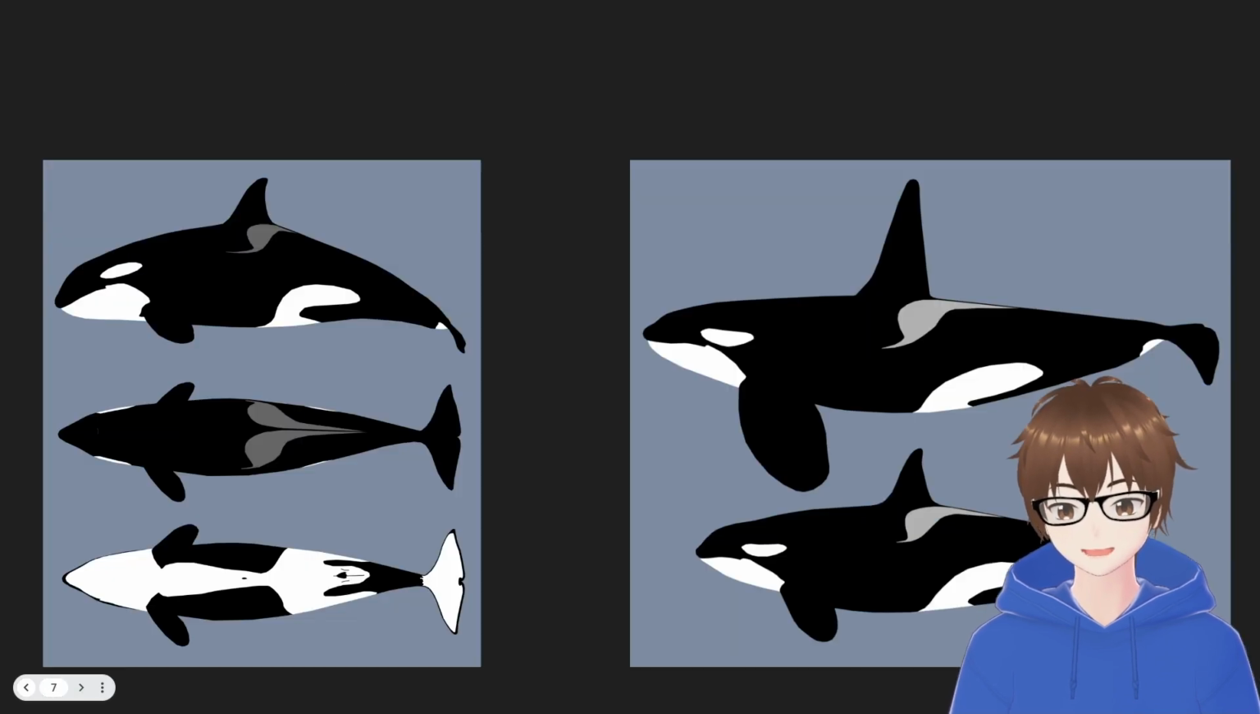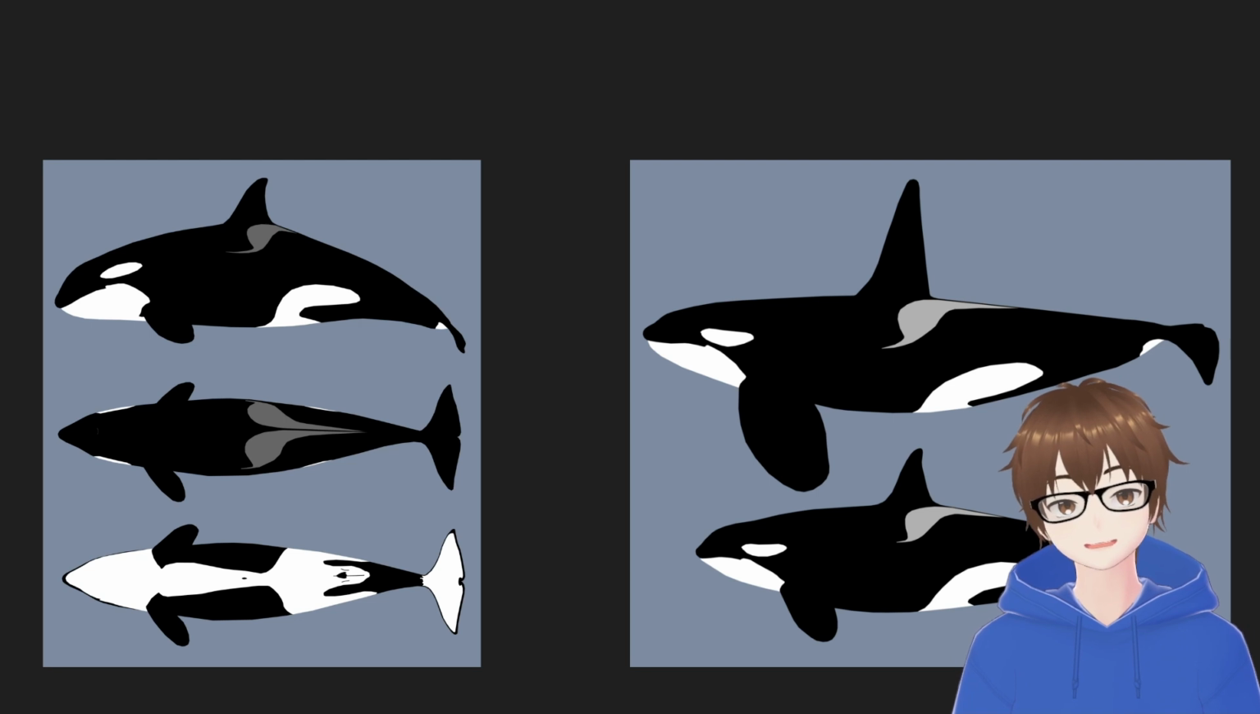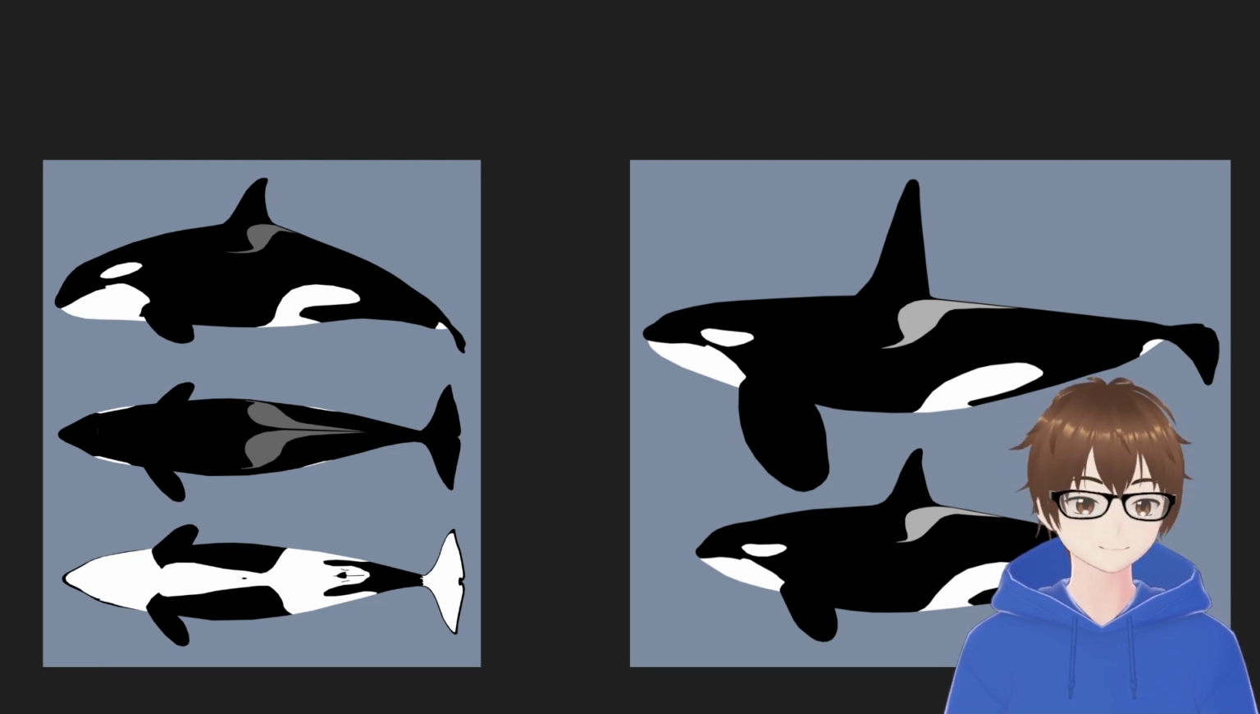So if we go back here, you can see the big fin. You can see that the male, of course, on top is larger jawed. And then you can look at the genitalia region, which is that of a female right there on the side.